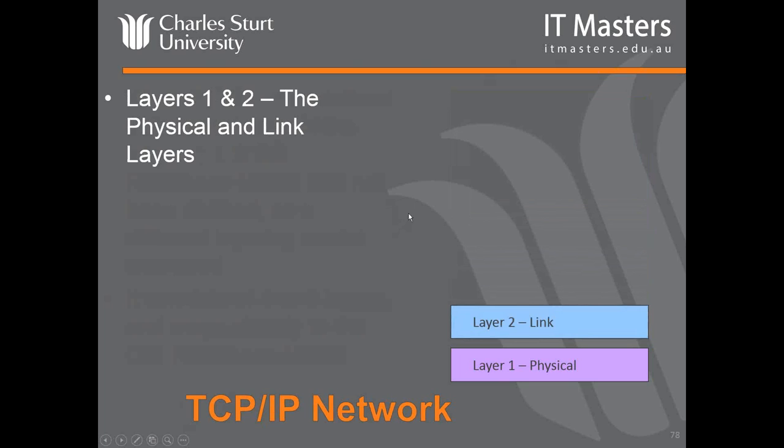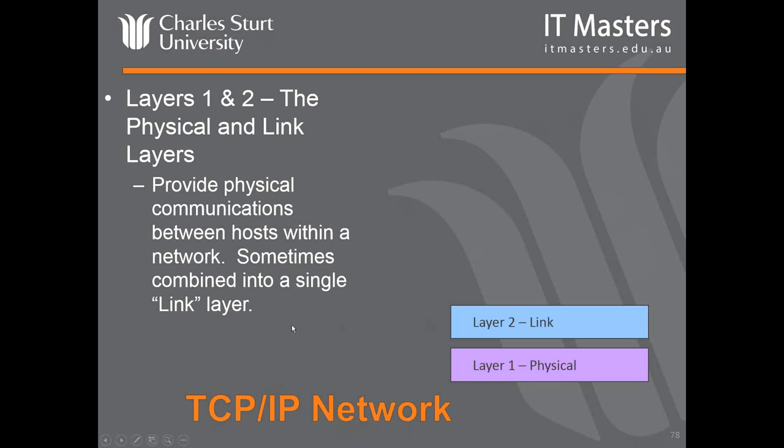Now, layers 1 and 2 directly correlate to the OSI. TCP/IP actually came out over a decade before the OSI. So this is why there's a little bit of difference. The OSI came about as an academic way of putting all this together so that we could understand potential network programming issues, etc. And in TCP, this is quite often as one layer. Layer 1 and 2 is represented as a single link layer at times.